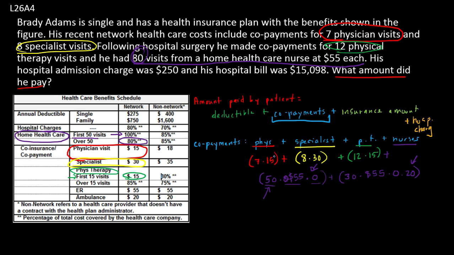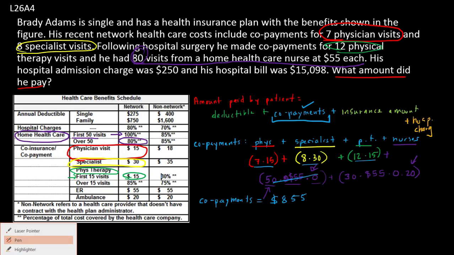All right. So from here, to find the total for co-payments, we just need to take our multiplications and simplify. So 7 times 15 plus 8 times 30 plus 12 times 15. This term cancels out. We'll add 30 times 55 times 0.20. Okay? Now at this point in the course, I trust you guys to be able to type this into the calculator correctly, and you'll find that the co-payments are equal to $855. Okay? Double check that in your calculator and make sure you come up with the same. So co-payments, we've found. Perfect.